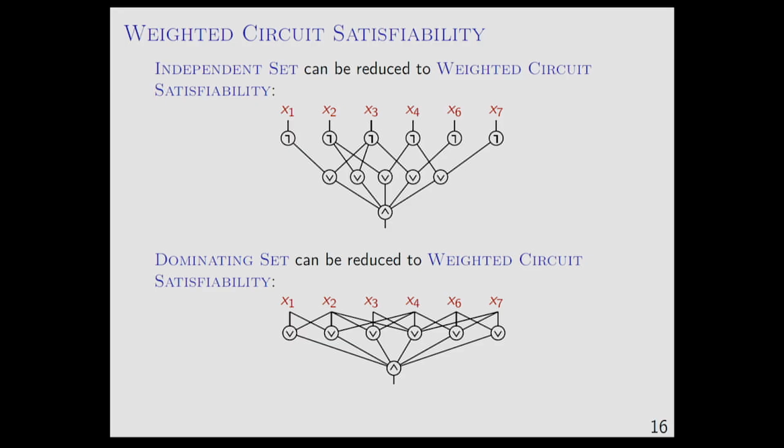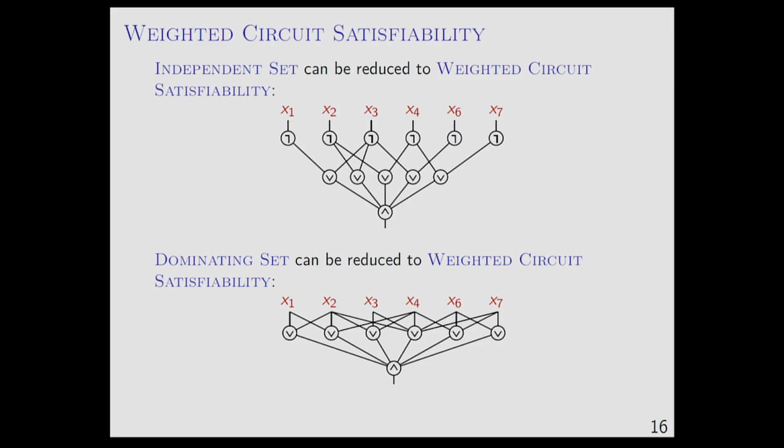So let's see if we can reduce independent set to weighted circuit satisfiability. On the top we have x1, and so on; think of these as vertices. What do you want? You want k vertices that form an independent set to be set to 1. How do I do this? Then I have a negation. All I care is that between two vertices there is no edge. If I set both of them to 1, then that shouldn't be allowed, because there's an edge between them.